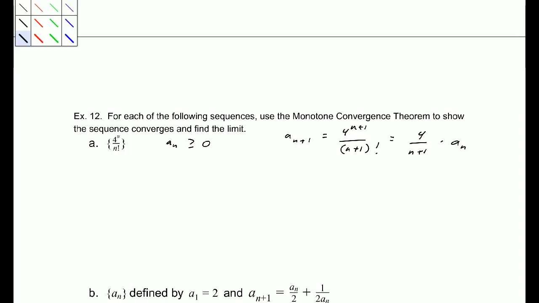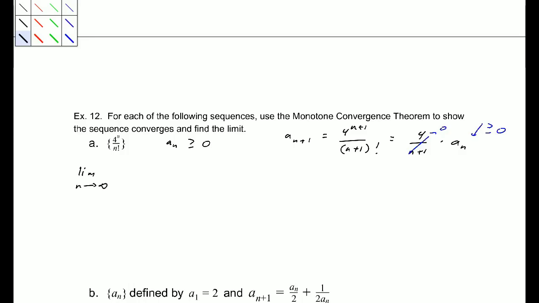So the question is, is that decreasing? Is that smaller? Because these are always positive, and this factor 4 over n+1 is going to 0, it is definitely decreasing. So it is monotone. It is definitely monotonically decreasing. Because of that, we know that it does converge. There is a limit.